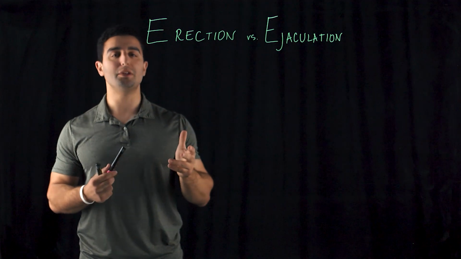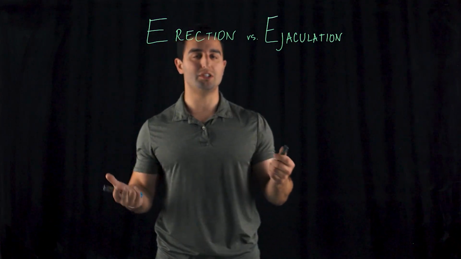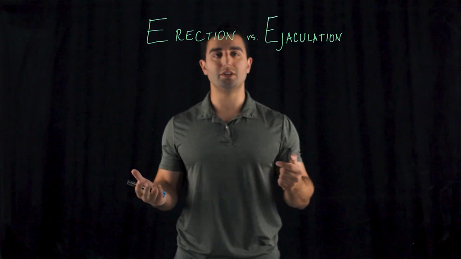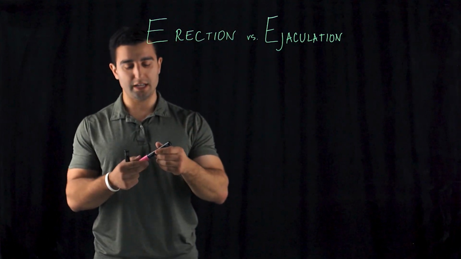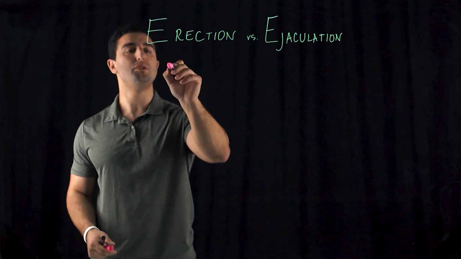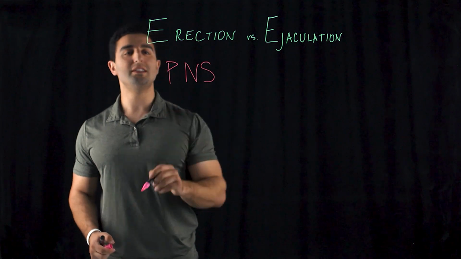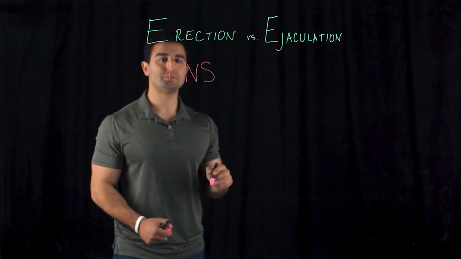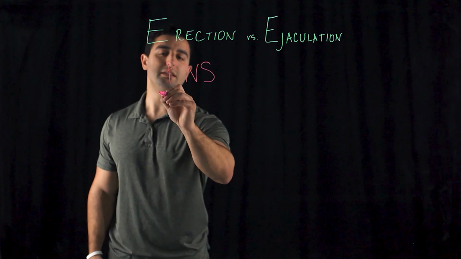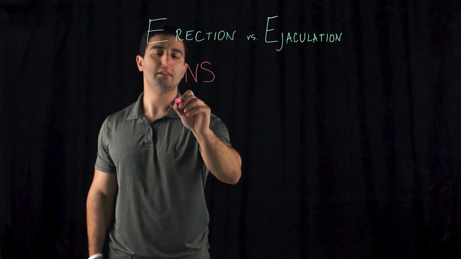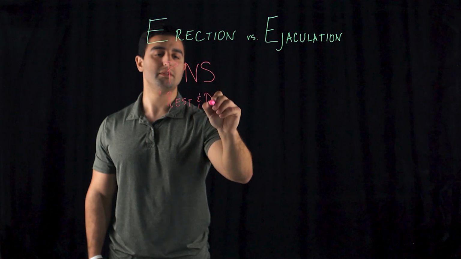The first thing that's really important is to figure out which system is involved. This is a nervous system response, specifically the autonomic nervous system. And which part specifically? The erection is due to the parasympathetic nervous system. So what is the parasympathetic nervous system? Another way of remembering it is the rest and digest response.